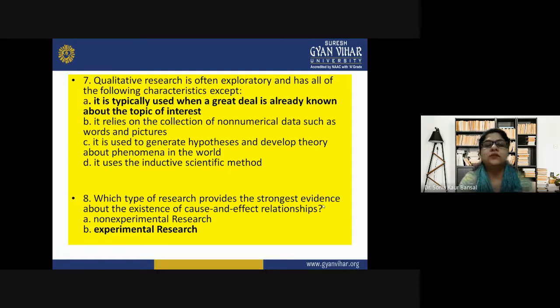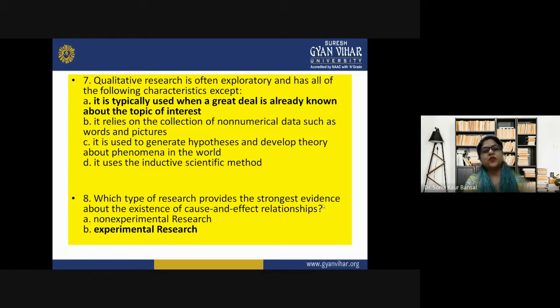So, all these are fine with the answer, but this one is not. It is typically used when a great deal is already known about the topic of interest. So this is not related to the exploratory point of view of qualitative research.